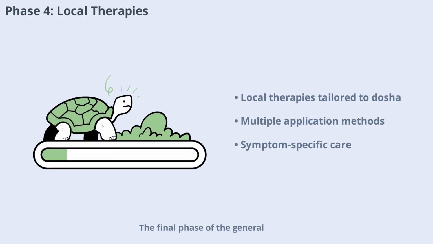The final phase of the general protocol involves local and palliative care. Depending on the dominant dosha, therapies such as plasters, Pralepas, washes, Parishechana, snuffs, Nasya, fumigation, Dhuma, eye drops, Ashchyotana, and specialized procedures like Tarpana and Putapaka are applied. These treatments are carefully chosen to address the specific symptoms and doshic imbalances present in each patient.